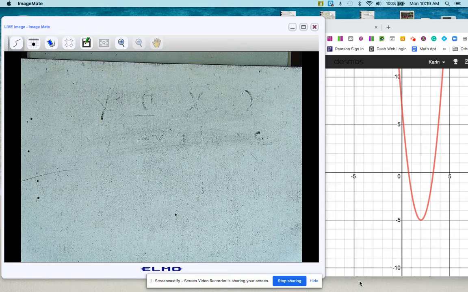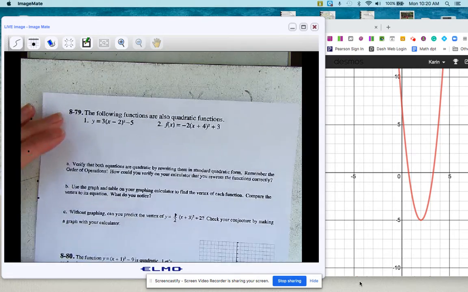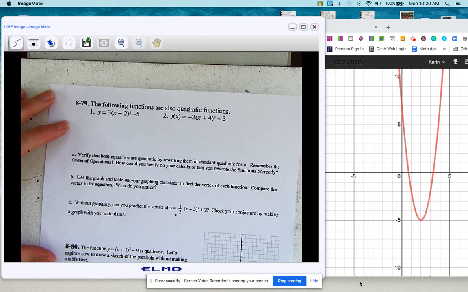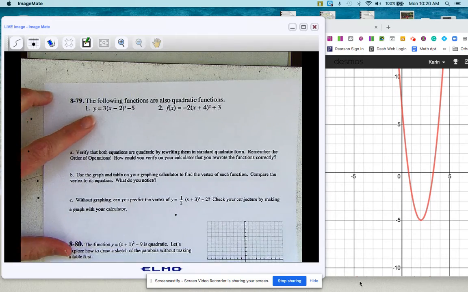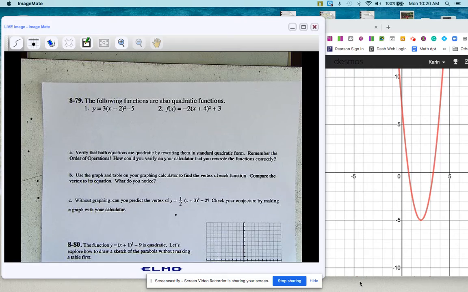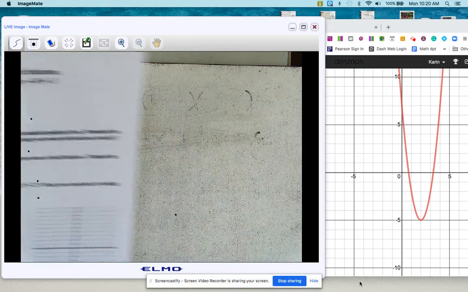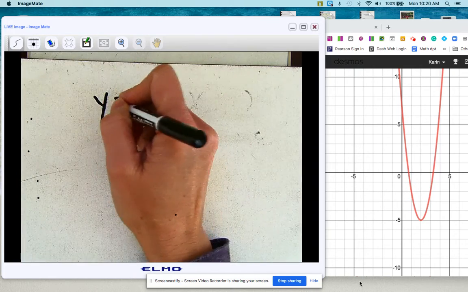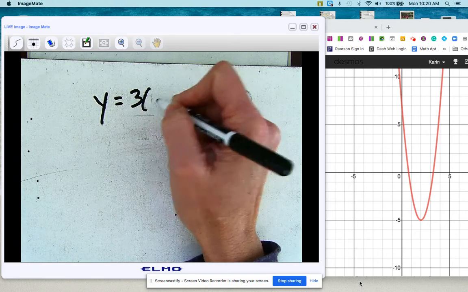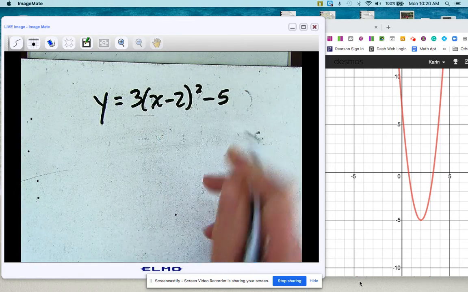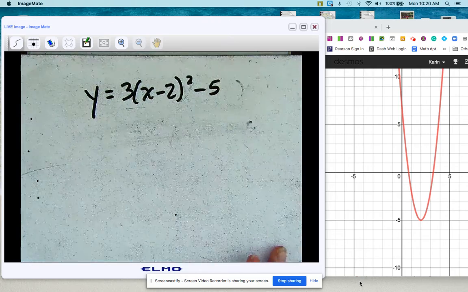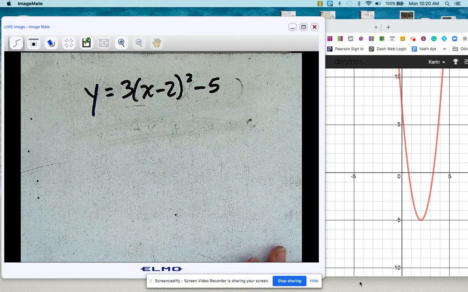But first of all, the first thing I want you to do is prove that these are both quadratic by rewriting them in standard form. So I want you to convert that one to standard form. Okay, so let's convert this one to standard form. I'm going to write on the whiteboard because it gives me a little more space to work with. If I'm going to change this to standard form, I want it to look like something times x squared plus something times x plus something.